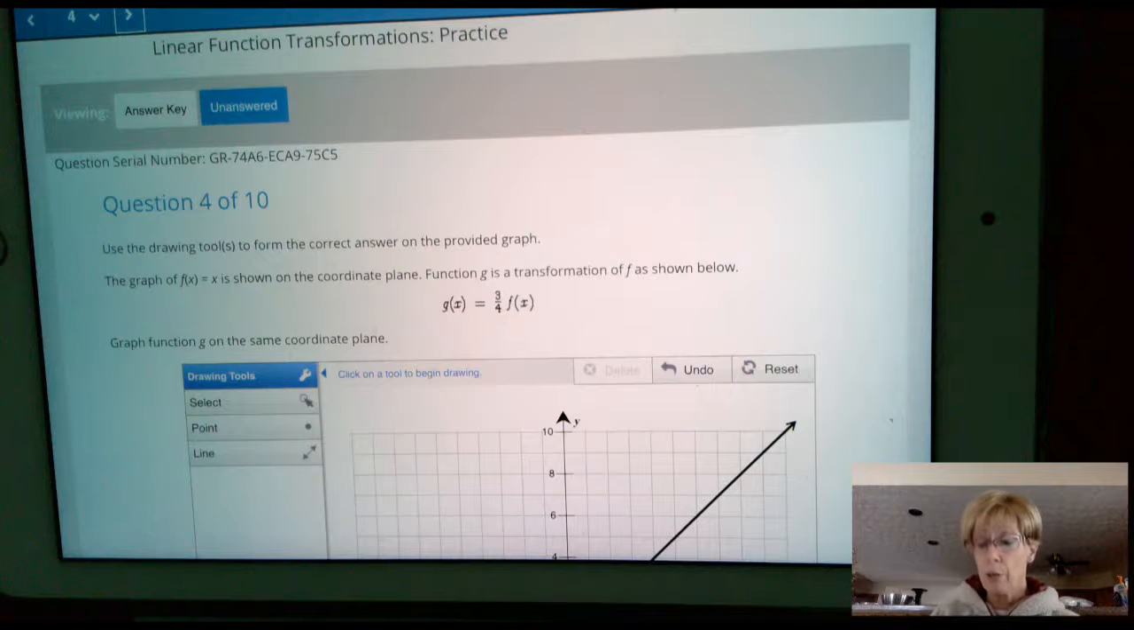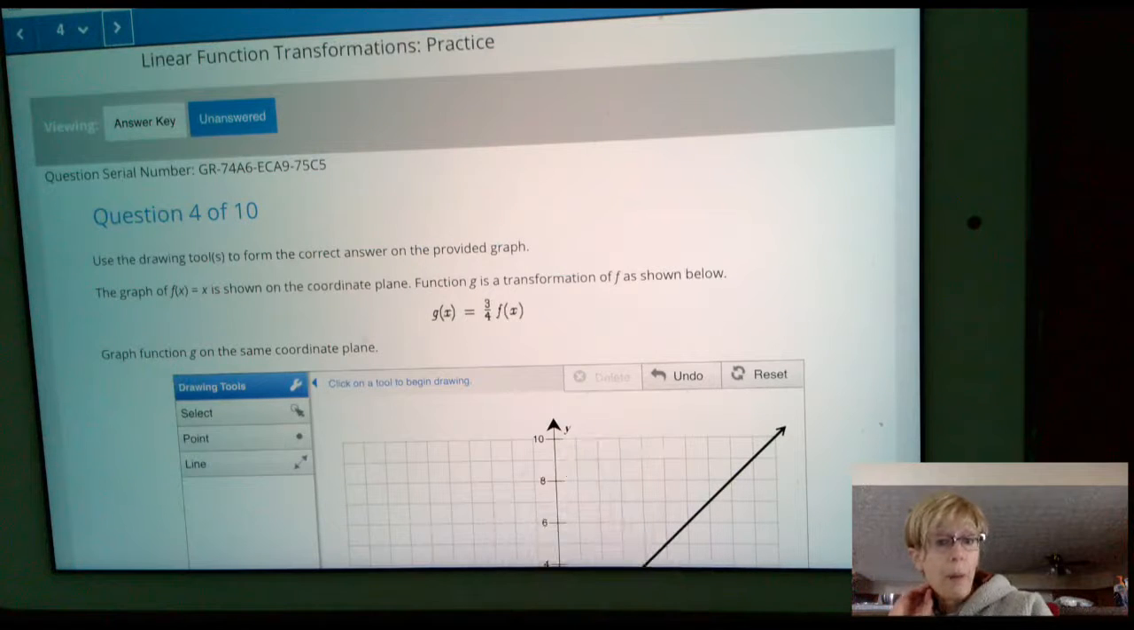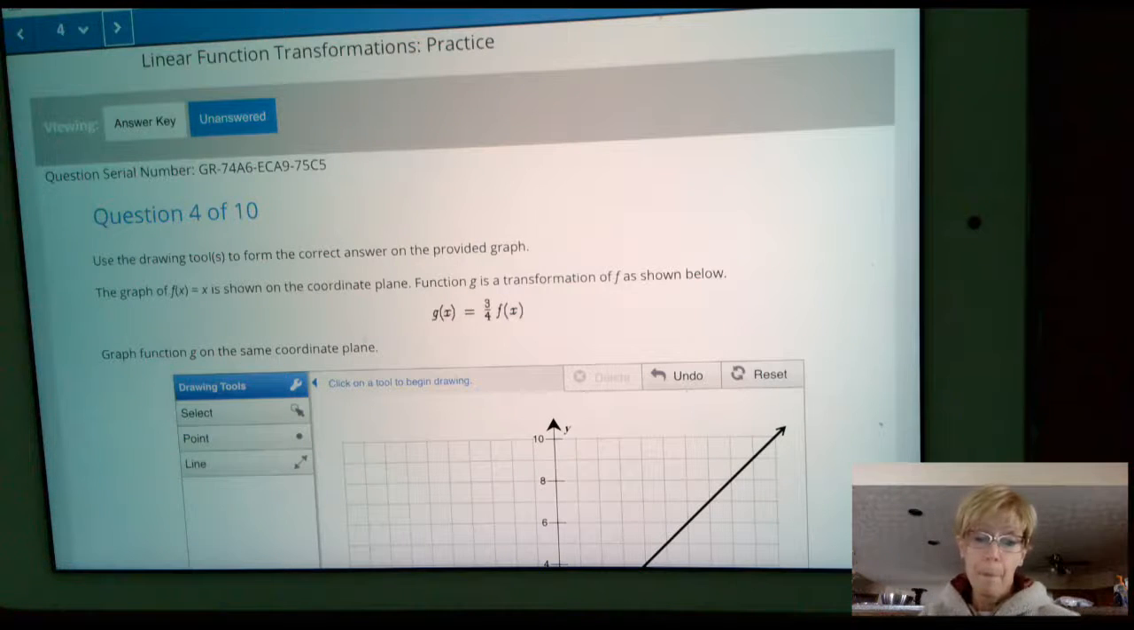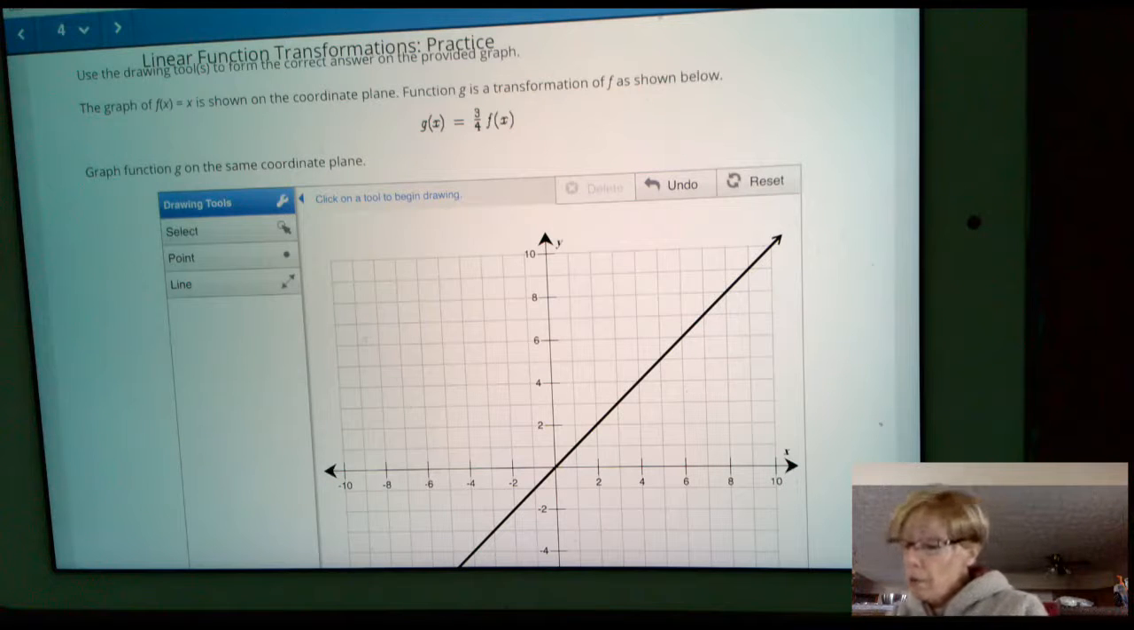So what's going to happen with this graph then is we need to know that the 3/4 outside of the function is going to change the slope of this graph. Technically, 3/4 in front of the function means that it's going to be a vertical stretch or compression. Because 3/4 is less than 1, it's compression. But all that we need to do is change our slope on this graph.